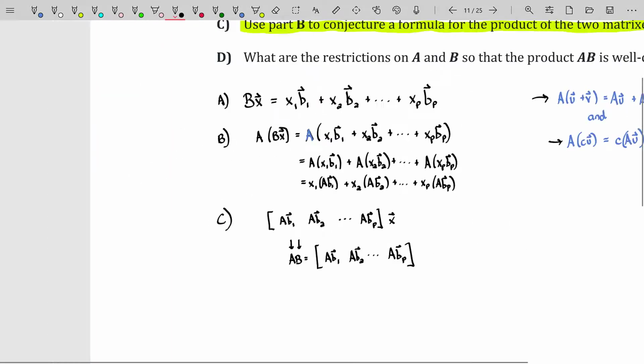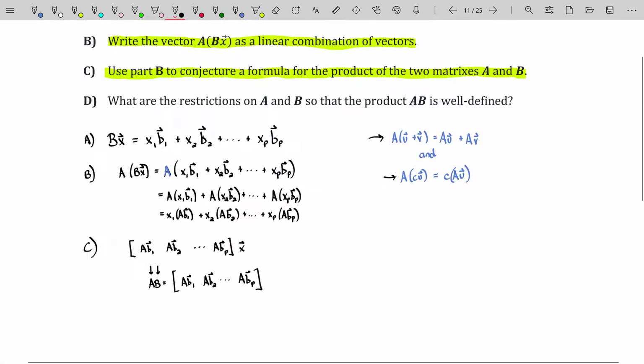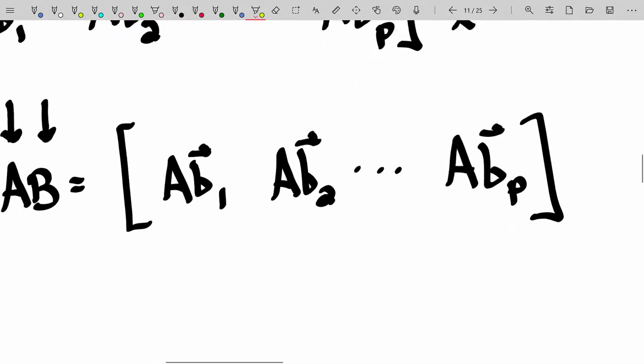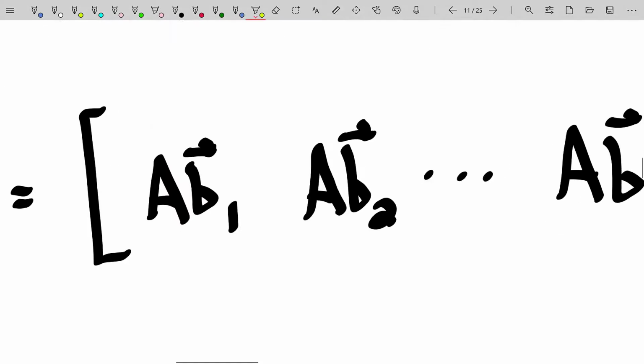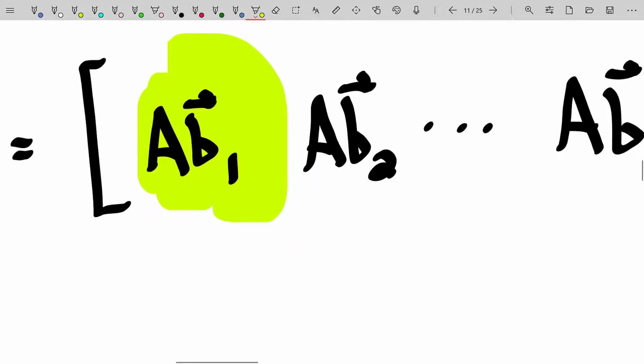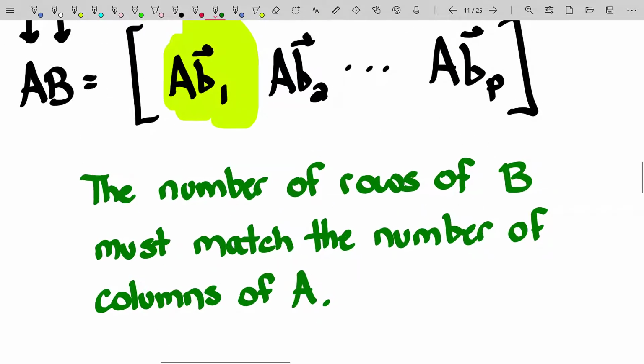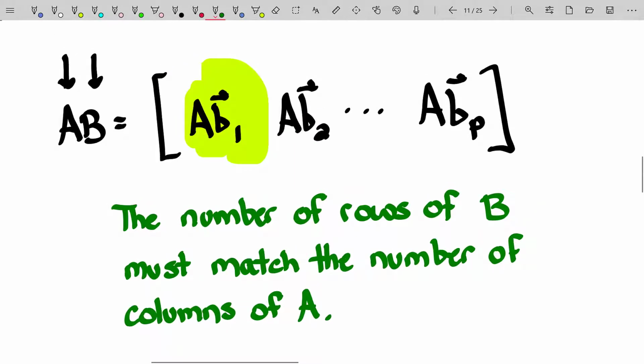Now, looking at part D here, what are the restrictions on A and B so that the product AB is well defined? Well, if you look at this matrix-matrix multiplication right here, you can see that from this statement, the number of entries in B1 has to match the number of columns in A. That's from just basic matrix-vector multiplication. Let me write that down below. And I wrote it this way: the number of rows of B must match the number of columns of A.